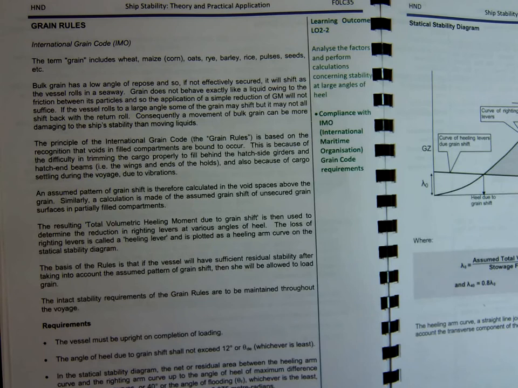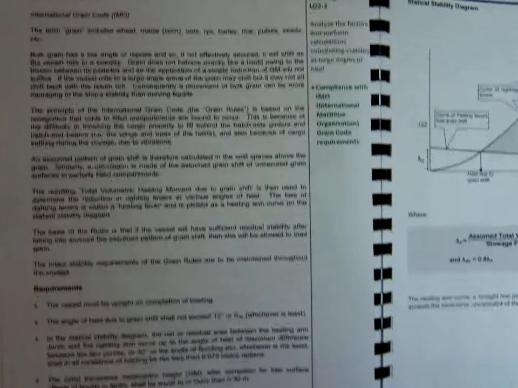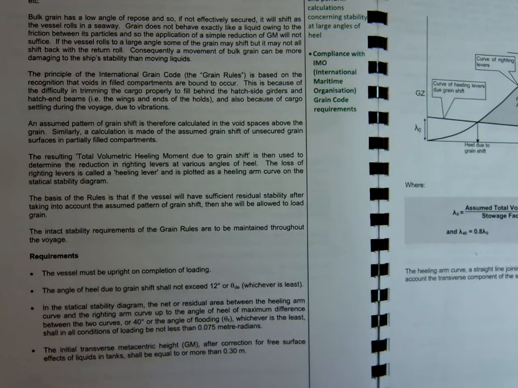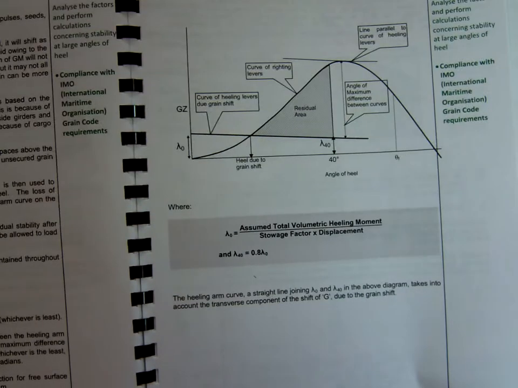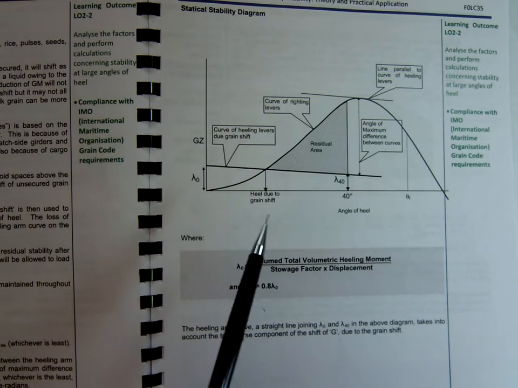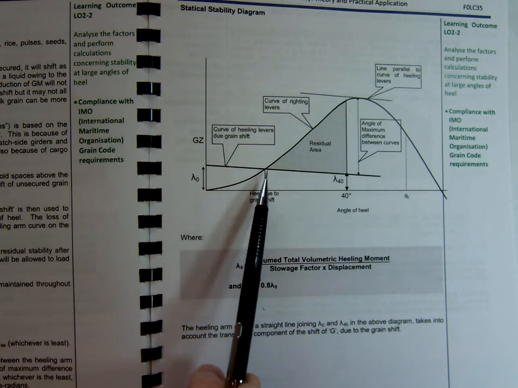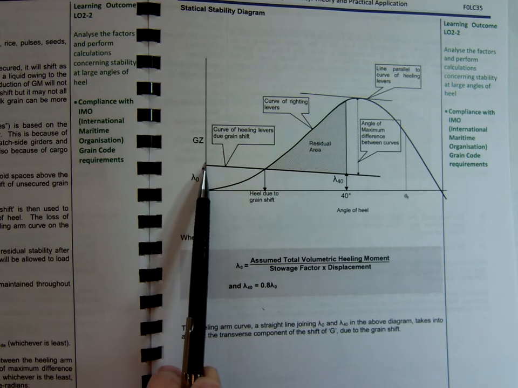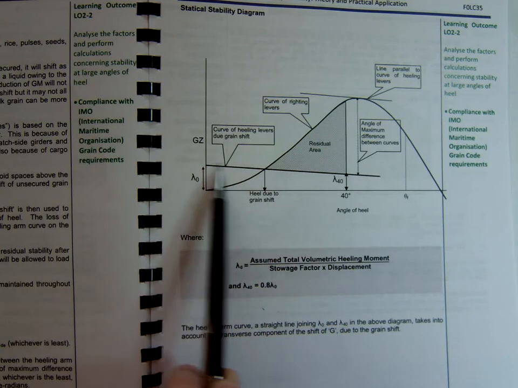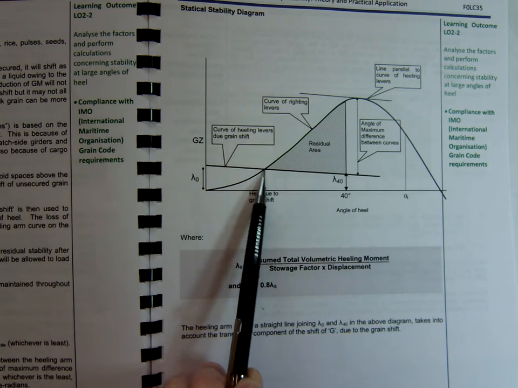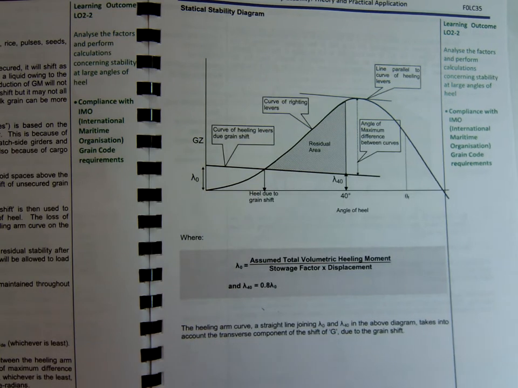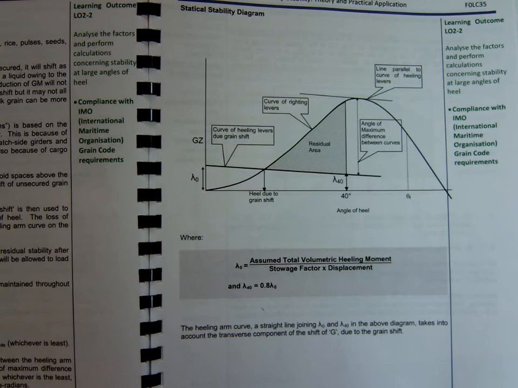And there are basic requirements regarding the grain rules. The vessel must be upright when the loading is complete. The angle of heel due to the grain shift shall not exceed 12 degrees, or the angle of deck edge immersion. So on our graph here, which we'll look at on another video, when we draw our healing curve with the lambda values, where it cuts the GZ curve, that would be the measurement of the heel of grain due to shift, and it can't be more than 12 degrees.